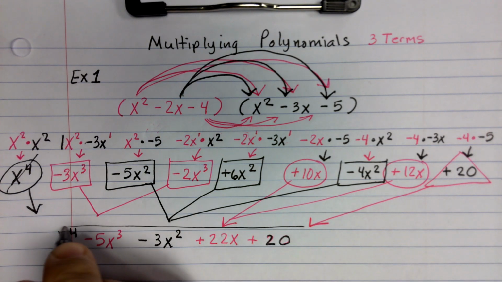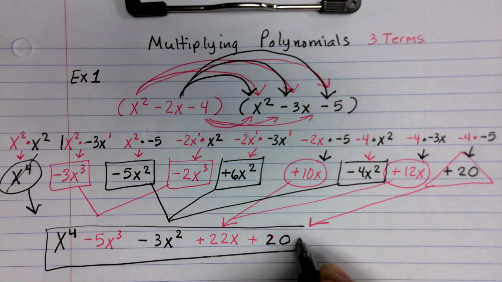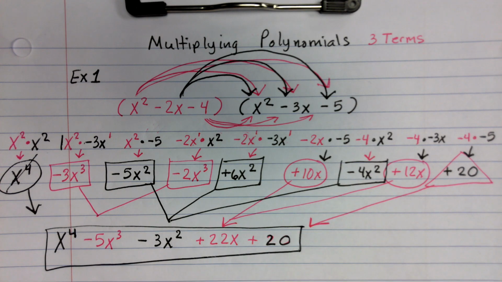And now this is our final answer. We have combined all our terms, and this is our expression that we have left over. We have x to the fourth power minus 5x cubed minus 3x squared plus 22x plus 20.